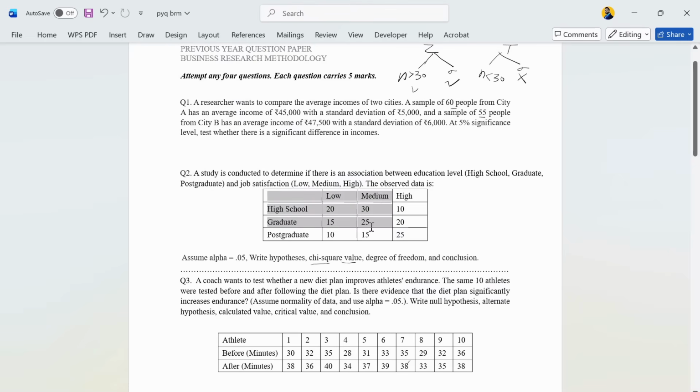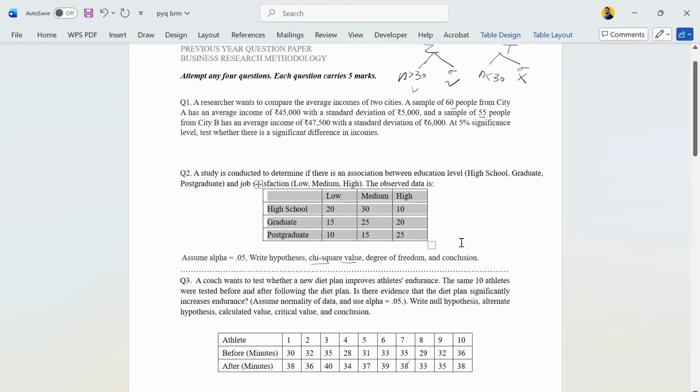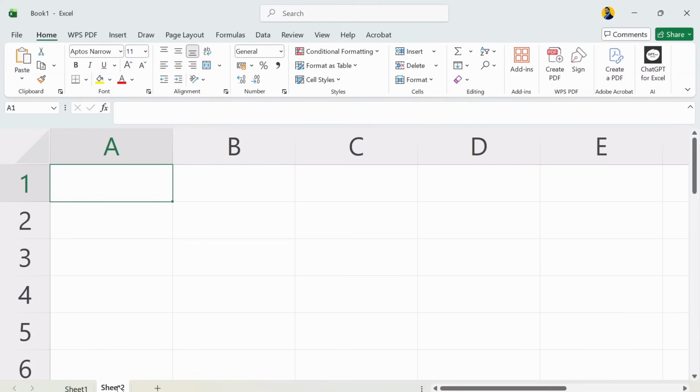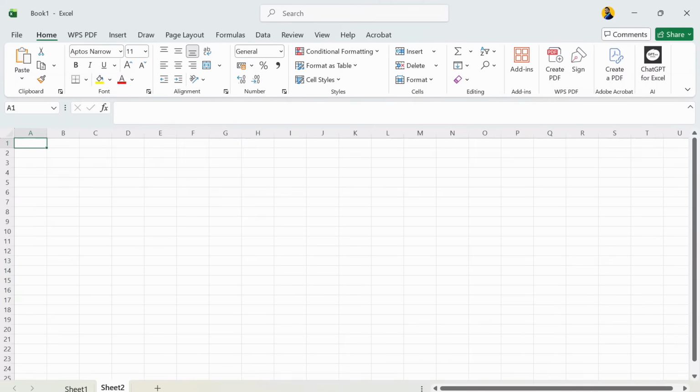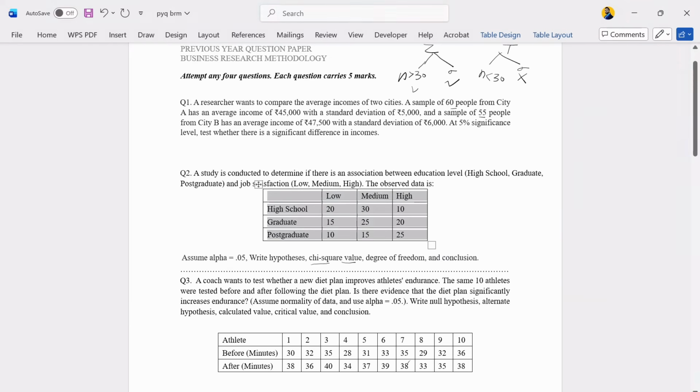So first, I will just copy this table. You will also prepare or make this particular table in your Excel. So this is our sheet one. Now I'm using sheet two. I will first mention that table here, control V. As it is stated in the question, we are supposed to calculate the chi-square value, right?